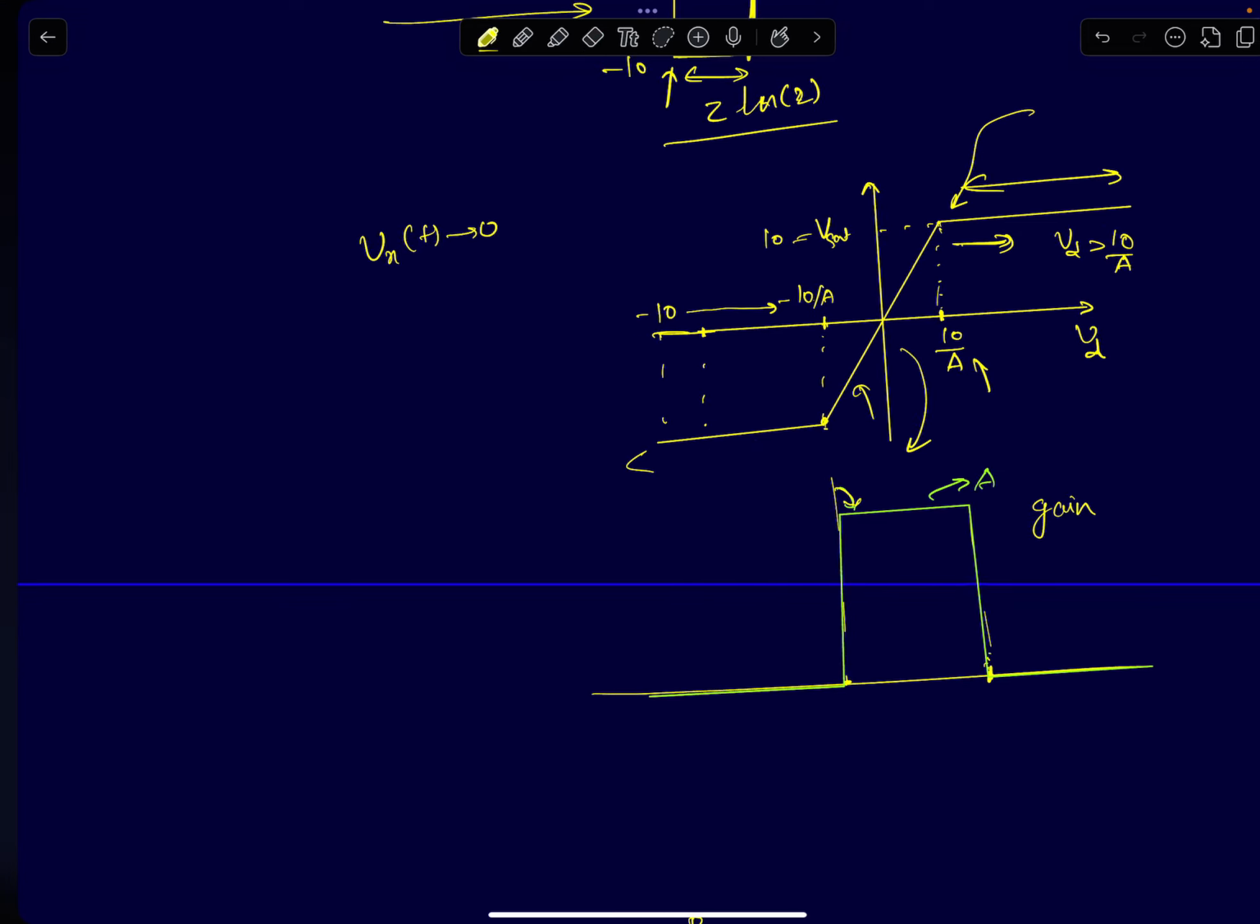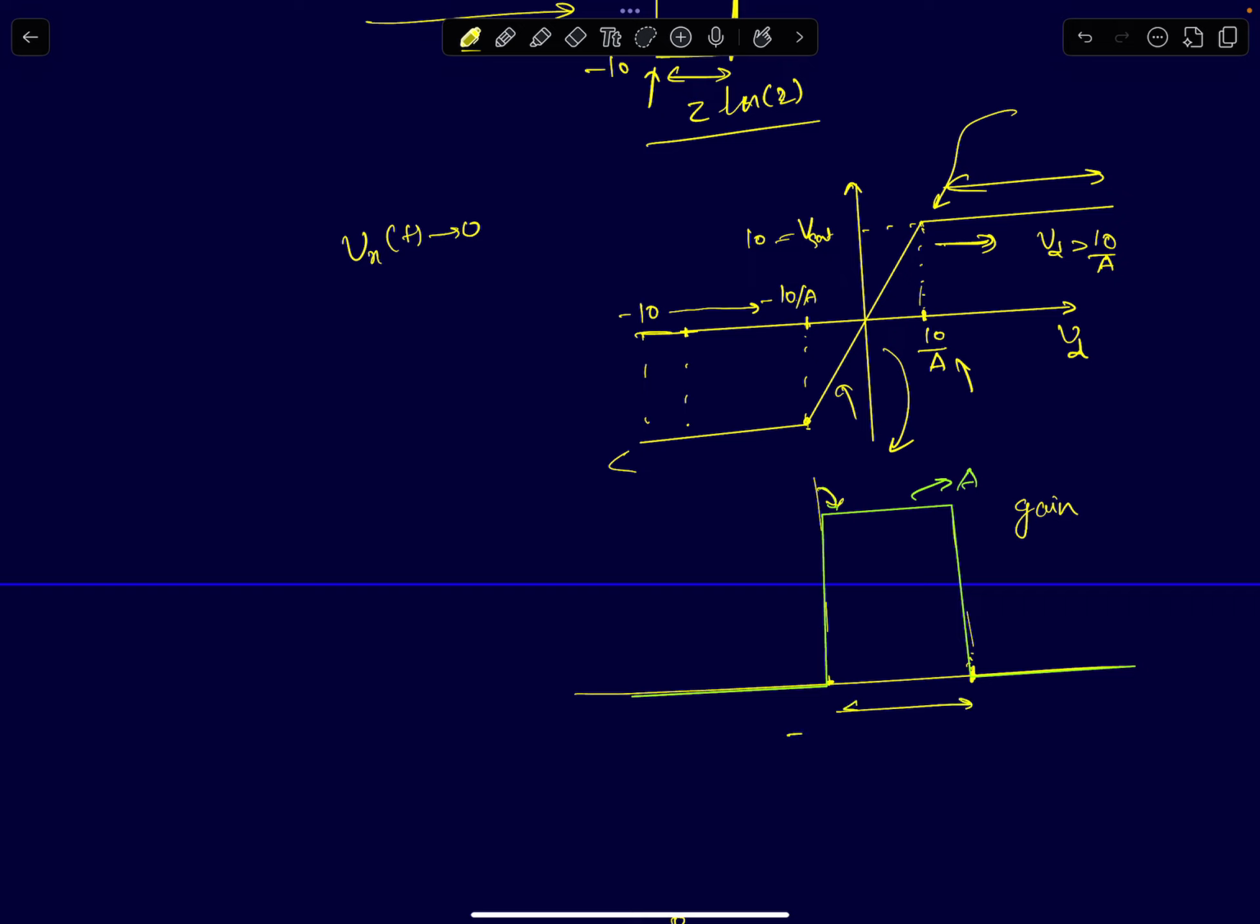So in this region, if you see this graph, from minus 10 by A to plus 10 by A, the gain of this op amp circuit, the gain of this op amp will be A. In our example, it was 10 power 5. Right? It's 10 power 5 is what we assumed. 100 decibel was what was given to be the gain, which is 10 power 5.